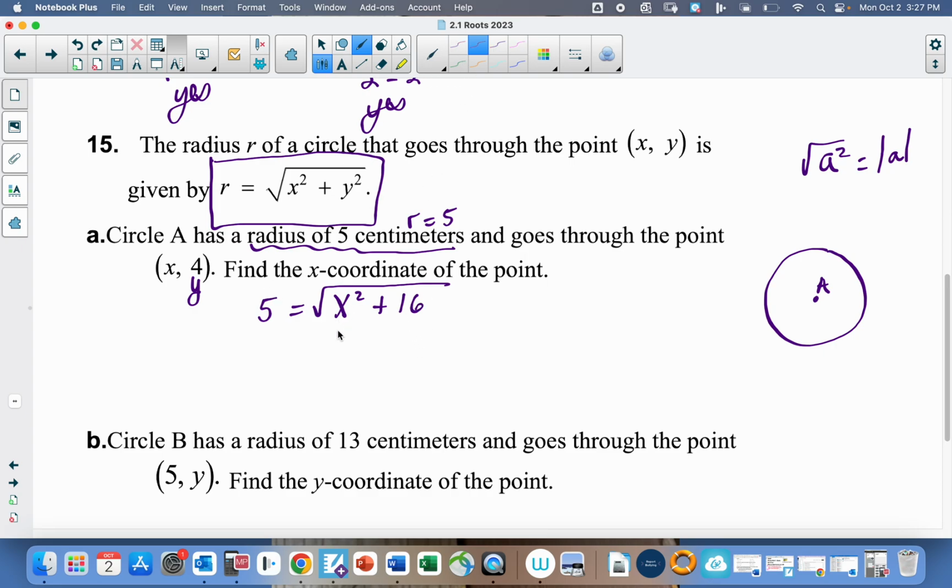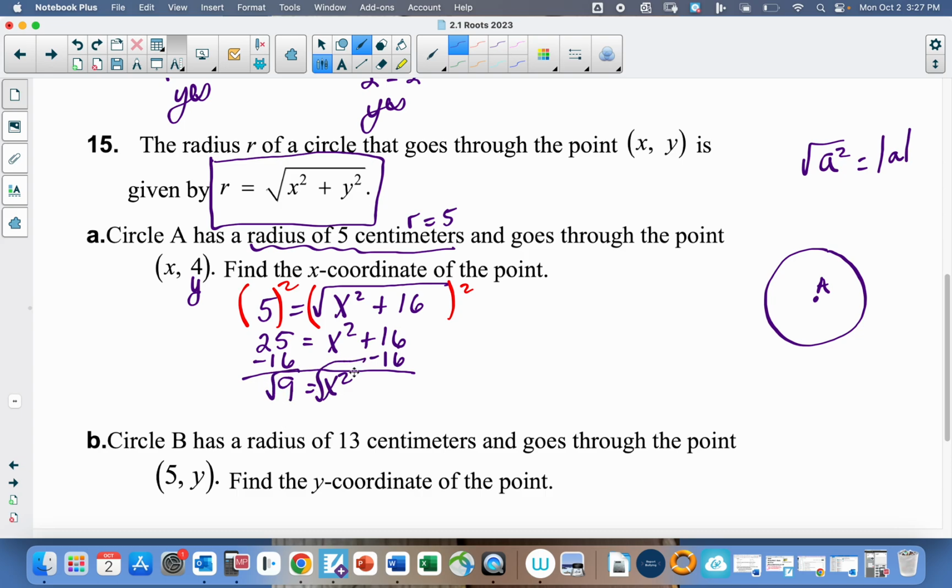Now, I've isolated my radical. So I need to undo that square root, so I'm going to undo it by squaring both sides. And that gives me 25 is equal to x squared plus 16. Now I need to get rid of the 16 because we want to isolate the x squared. And that gives me that x squared is equal to 9.